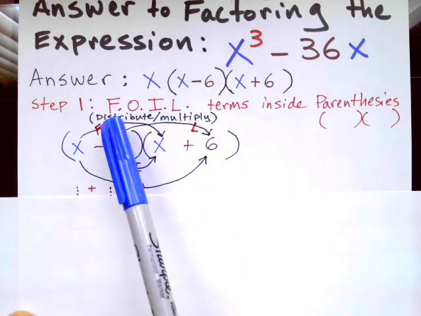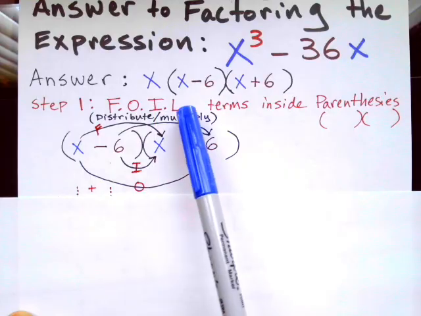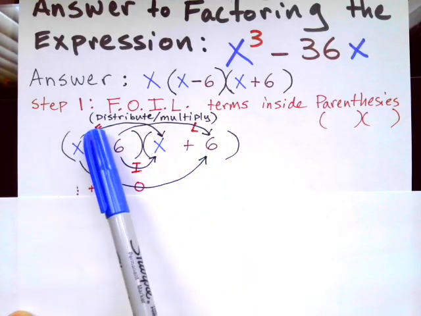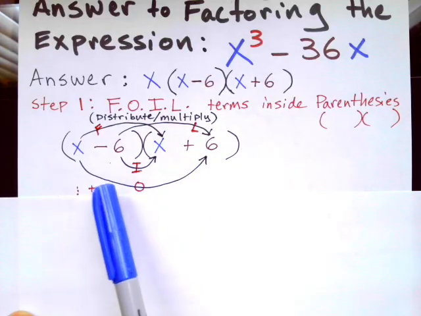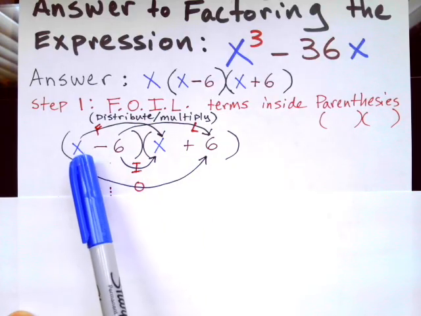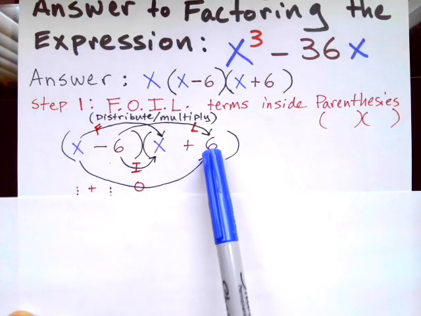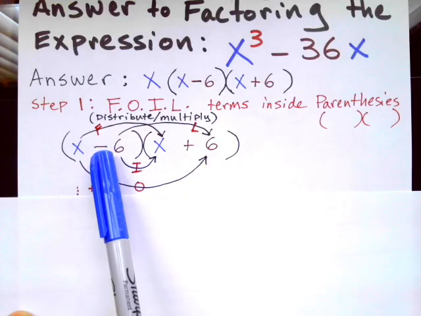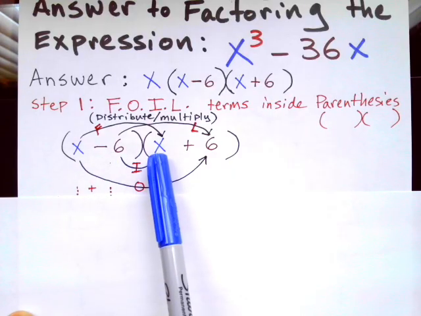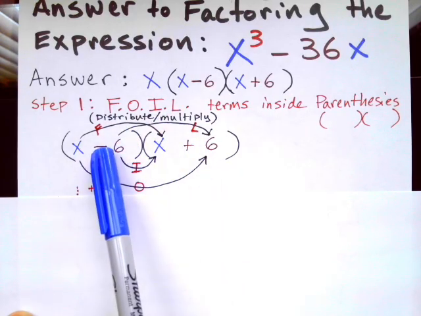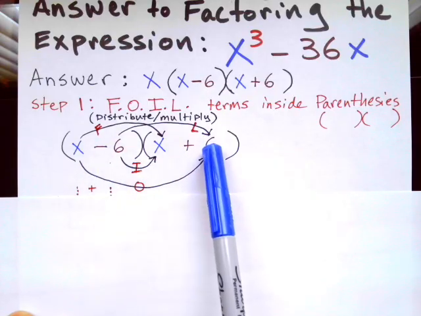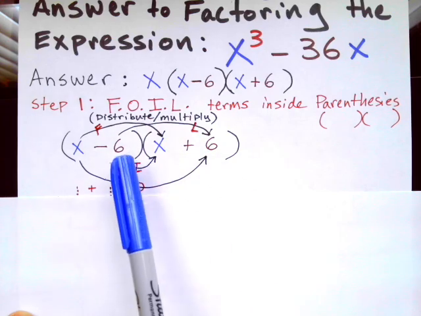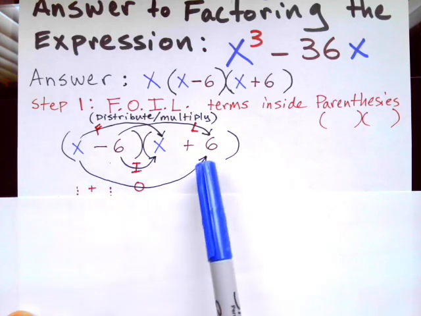FOIL stands for first, outer, inner, last. I'm showing you first term times first term, we're going to multiply. That's the F. Outer terms, x times the positive 6. That's the O. I is the inner terms, that's a negative 6 times x. And the last terms, negative 6 times a positive 6. If you look here, it kind of creates eyebrows, a nose, and a mouth.